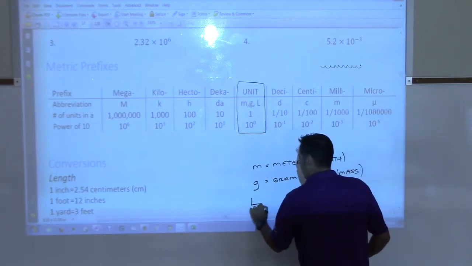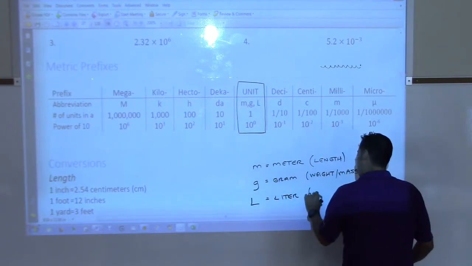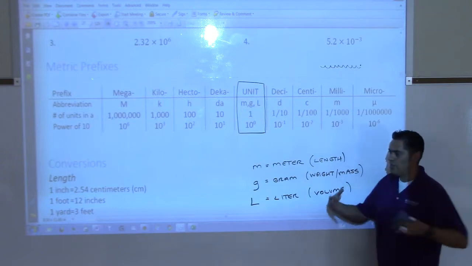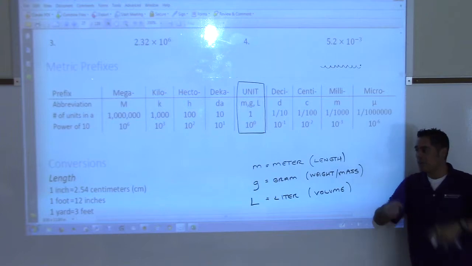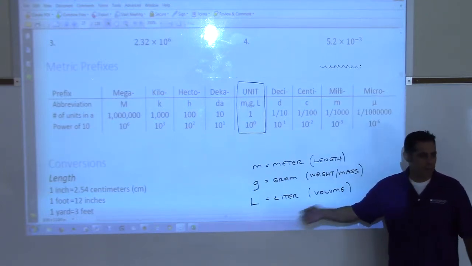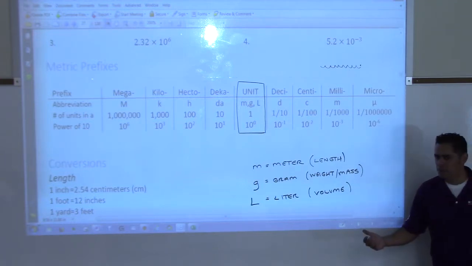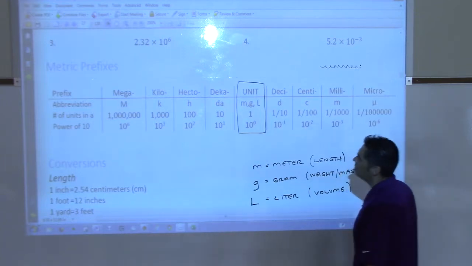How about capital L? This stands for liter, and this is the measurement of volume, how much some container can hold. You have a gallon of milk, the amount of milk in there is a measurement of volume. But in the metric system, we use liters. You go buy a 3 liter of soda, but you buy a gallon of milk. Two different measurement systems. We're all messed up over here in the United States.